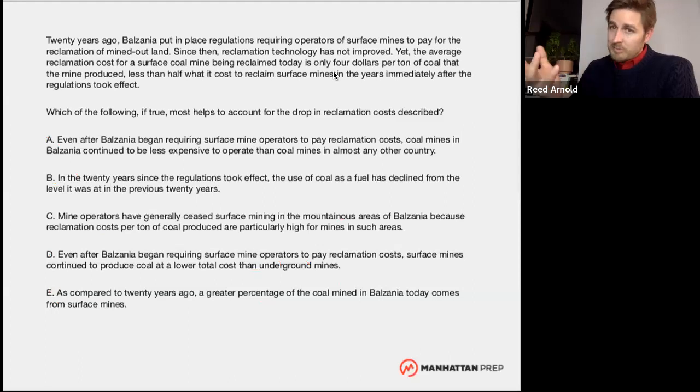So this doesn't explain the discrepancy, but again, it's weakening an argument in disguise. Someone thought the technology not changing would result in reclamation costs not changing. Turns out that didn't happen. So we're weakening that expectation that it would have.